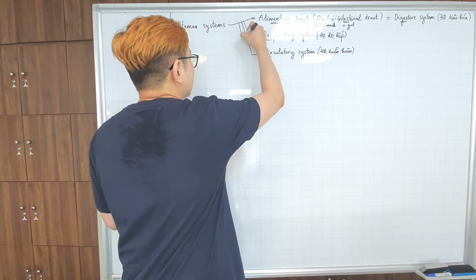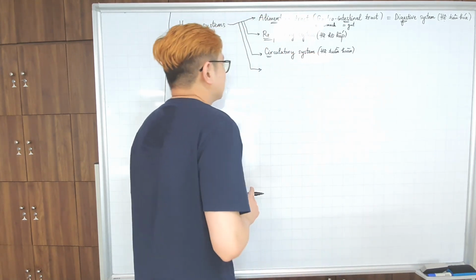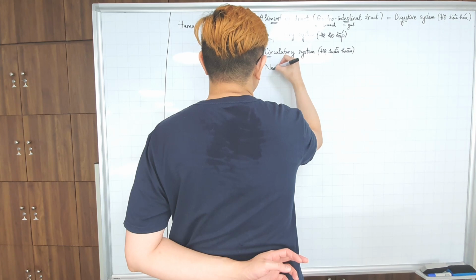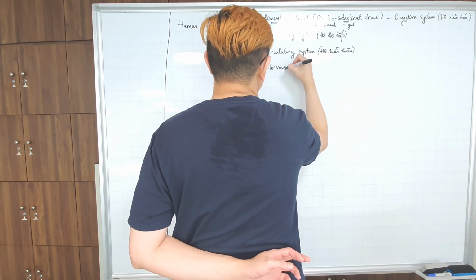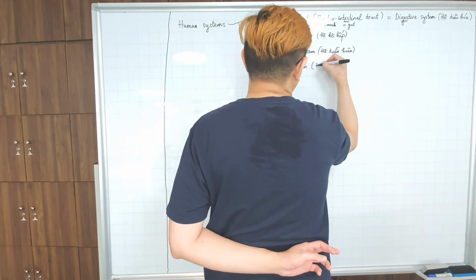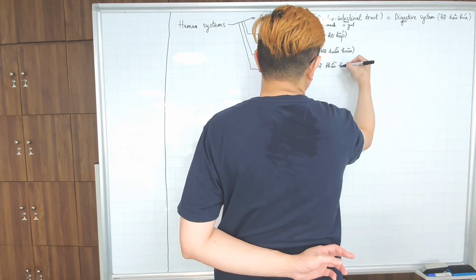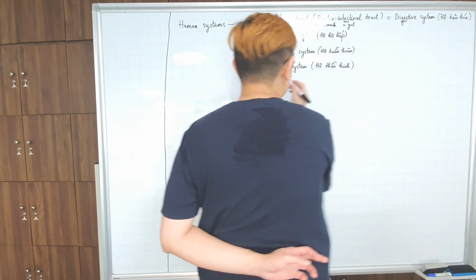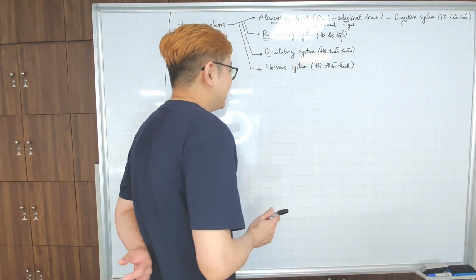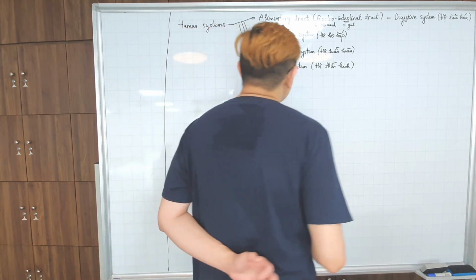Next one we have is the nervous system. Nervous, you know, nerve. Nervous here means belonging to the nerve.